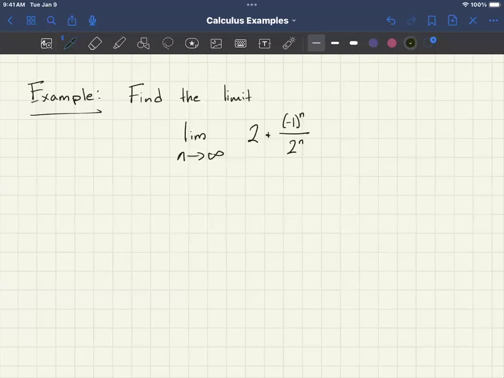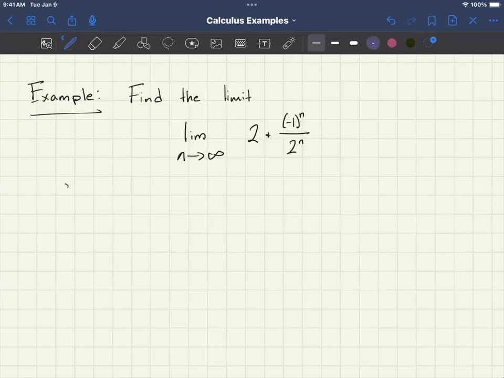I'm Dr. Finch. Today we're looking at an example where we're finding the limit as n goes to infinity of 2 plus negative 1 to the n over 2 to the n. I just thought this was a really cool example. I wanted to throw this up here because the way that we're going to think about this is a little bit different. I know we're used to putting n in and seeing what happens.